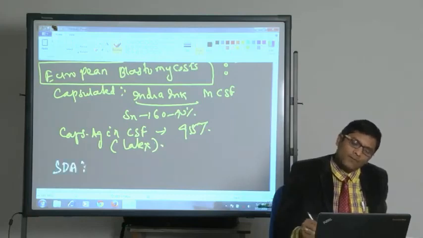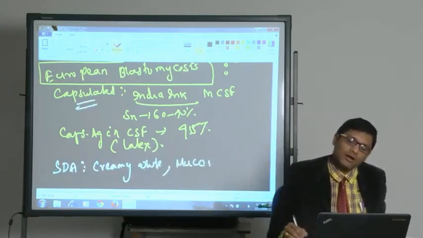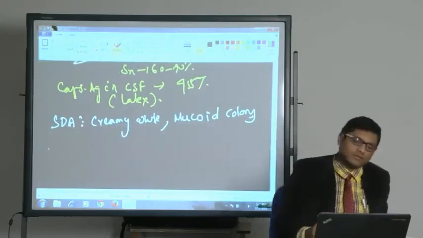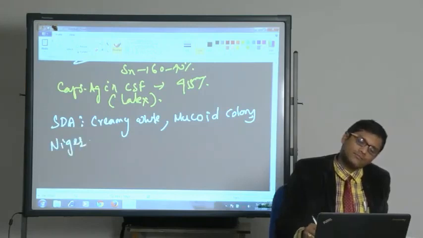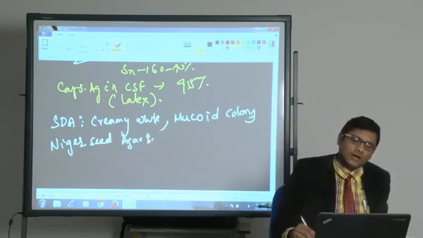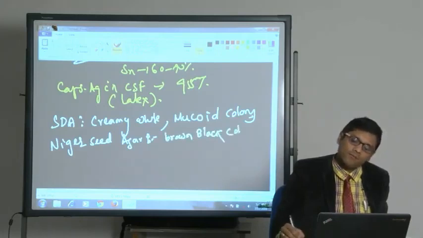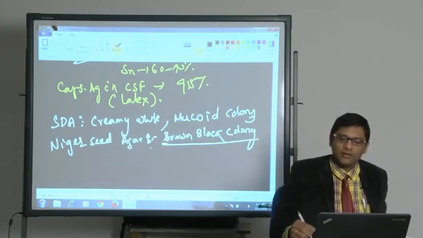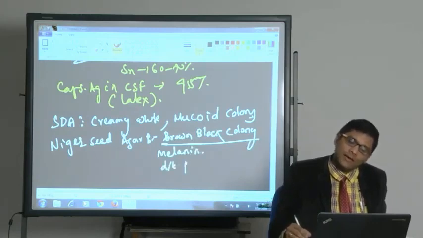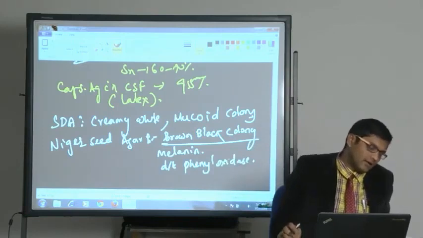In SDA, of course, it produces a creamy white colony like Candida, but because it is capsulated, it produces a mucoid creamy white colony. Apart from SDA, there are special media for Cryptococcus such as Niger seed agar, where it produces a characteristic brown black colony. This brown black colony is due to melanin production, and this melanin production is due to an enzyme produced by Cryptococcus called phenol oxidase enzyme.